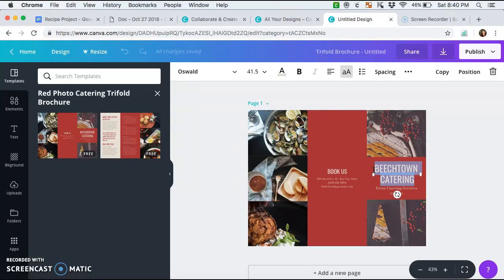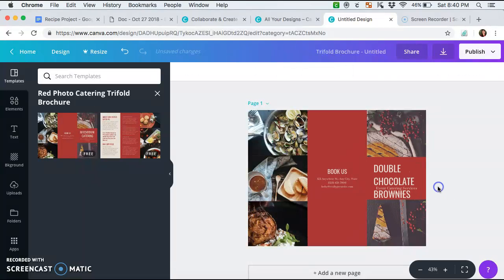You could say double chocolate brownies and edit all of that and move these words from behind and edit these pictures. I want you guys to create your own.